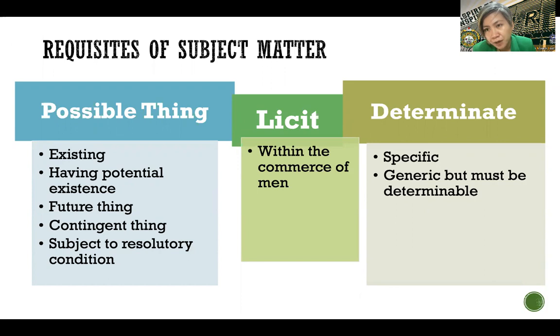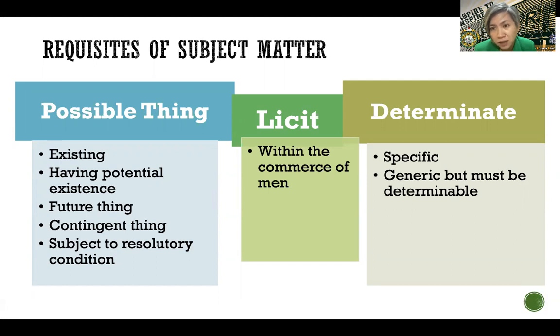So take note that when any of these requisites are absent, then it can result in a situation wherein there's no contract of sale at all that will be entered into by the parties. Why is there no contract to speak of? Because the subject matter of the sale is one of the requisites of a valid contract of sale, correct? So if the subject matter itself is not valid, then there's a missing requisite for the contract of sale. So therefore, there's no contract that can be arrived at if the subject matter is not a possible thing, if it's not licit, and if it's not determinate or at least determinable.